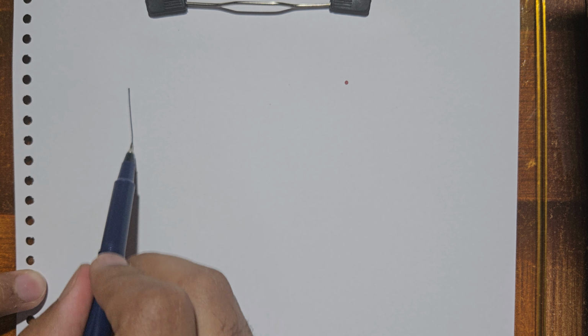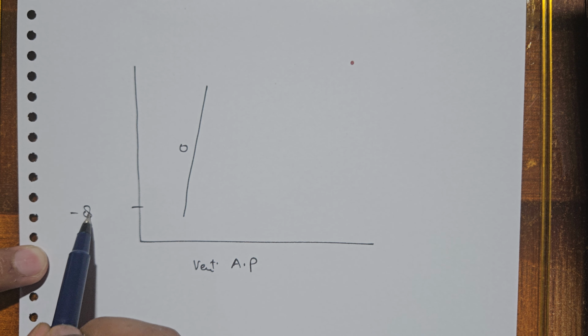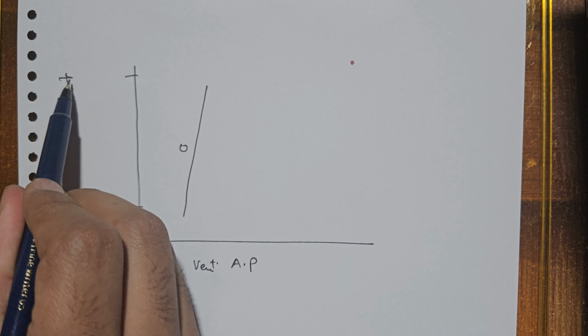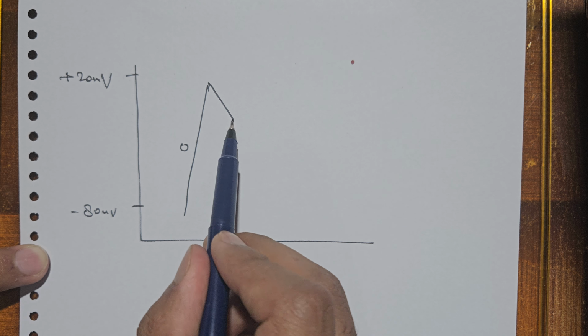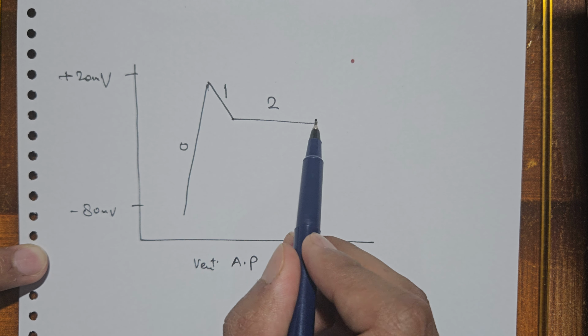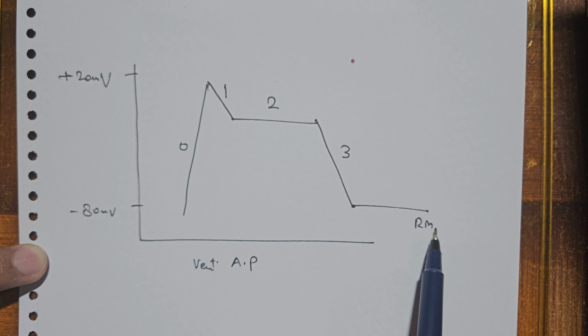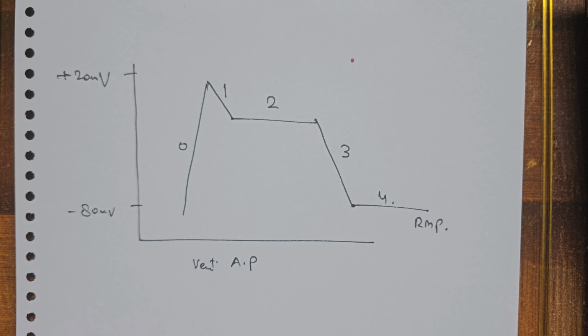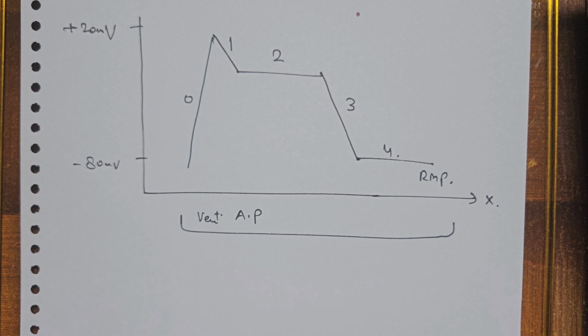Before moving on, this right here is a ventricular action potential. Clear? It has phase 0, called the depolarization phase. It goes from minus 80 millivolt to plus 20 millivolt. Is that clear? Then we have the initial repolarization phase. Then we have the plateau phase. Clear? Then we have the late repolarization phase, or phase 3. Then we have resting membrane potential maintenance, or phase 4. Clear? And on the x-axis we have time. That means from here the action potential starts and it ends here. Clear? So this is the ventricular action potential.